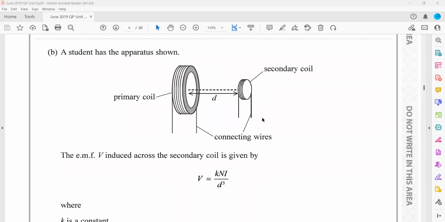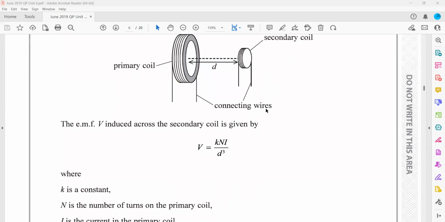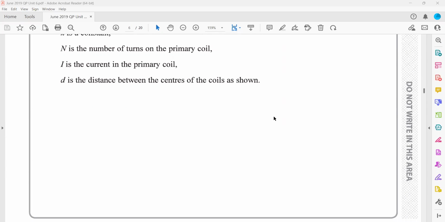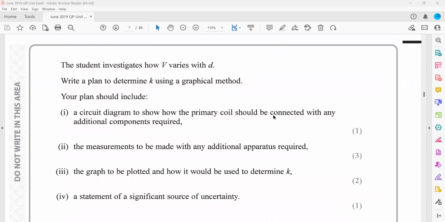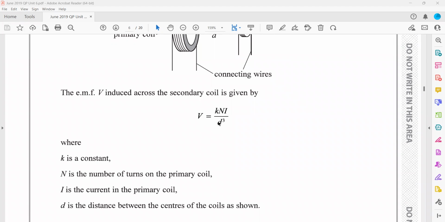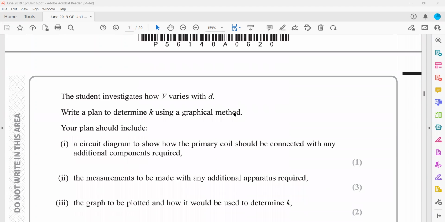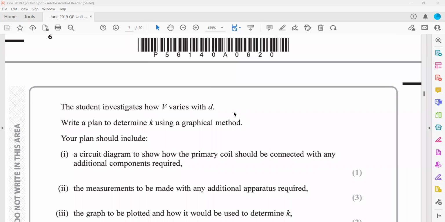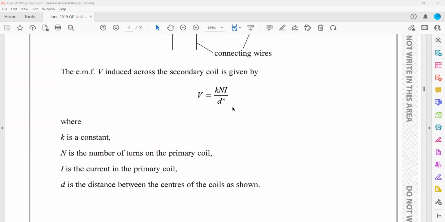A student has the apparatus shown, the distance D is there, the two coils, and the EMF induced across the secondary coil. The EMF induced in the secondary coil is given by this formula, where K is a constant, N is the number of turns, I is the current, D is the distance, as shown. A student investigates how V varies with D. Write a plan to determine K. Graphical method, so you have to plot a graph. The student is varying D and V.